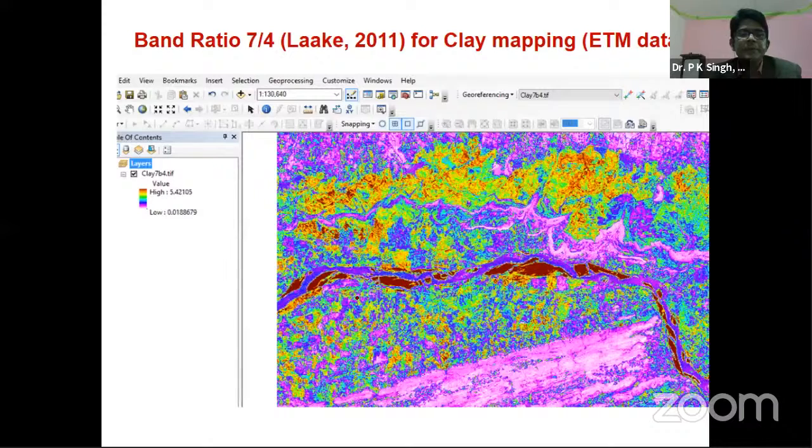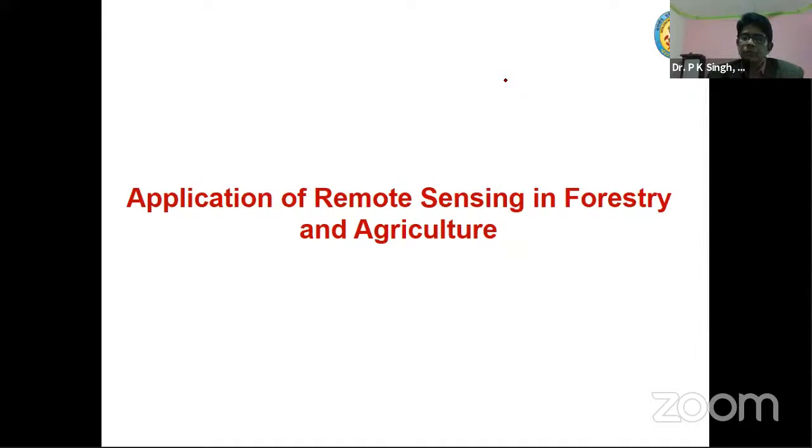I have prepared one map where maximum clay is deposited in that particular area. By simply using band ratios, different established band ratios are there. In that way, you can calculate. In the same way, different vegetation index techniques have been developed, which are solely used in forestry. So I'll be discussing those things now.